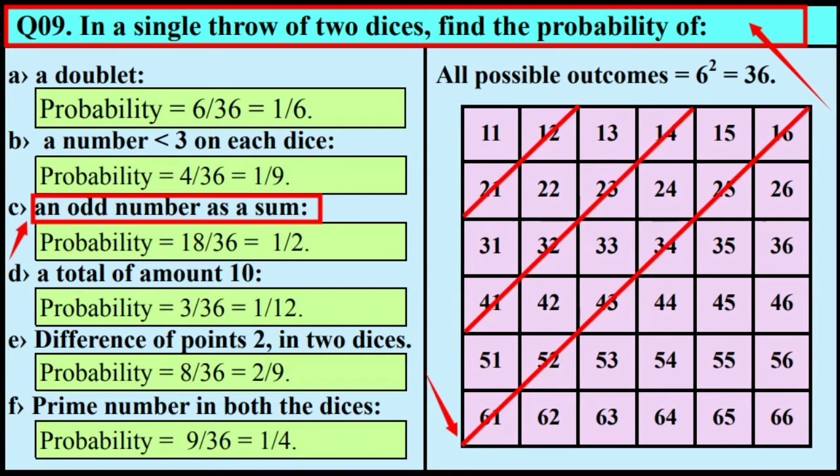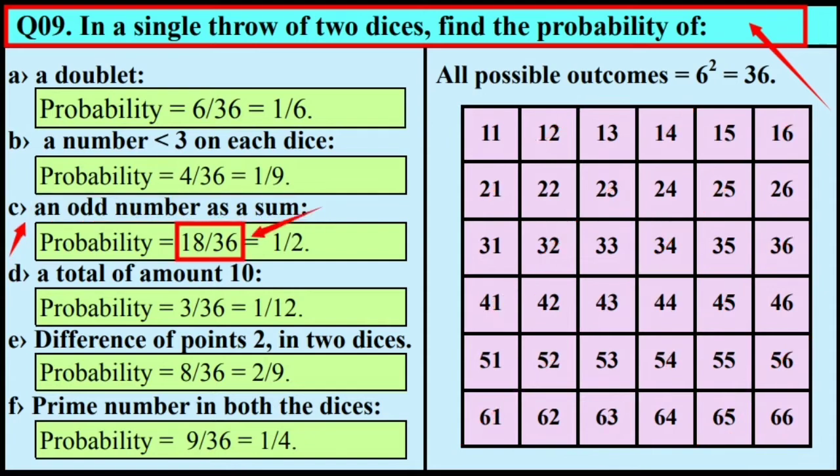Observe the third line, the right diagonal itself, where the sum of points in two dice is 7, an odd number. Observe the fourth parallel line in which the sum of points obtained in two dice is 9, an odd number. Observe the fifth line where the sum of points obtained in two dice is 11, an odd number. And altogether I find that a total of 18 such situations are there. It means the number of favorable outcomes is 18. Therefore, probability is 18 by 36, and its value in simplified form is 1 by 2.